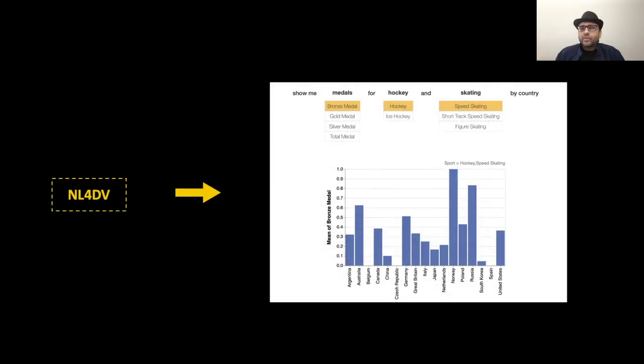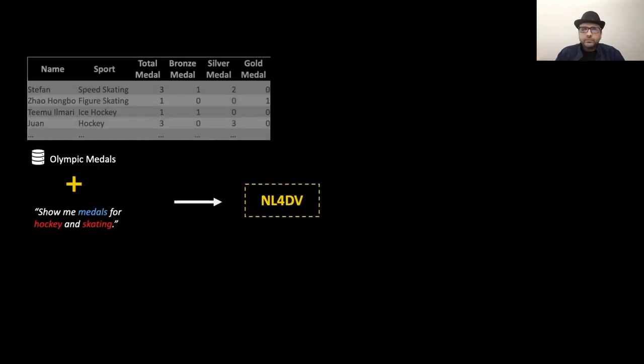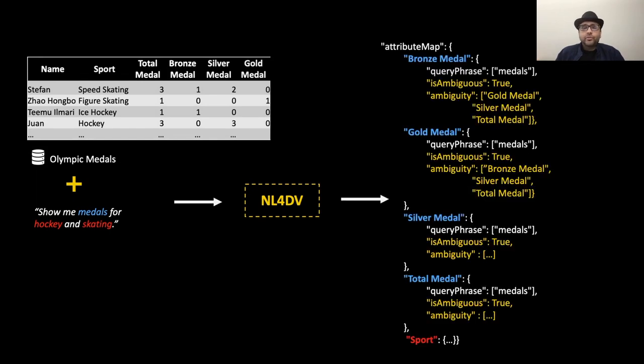Let us also see how we used the NL4DV JSON output to recreate the ambiguity widgets of DataTone. Consider the query "show me medals for hockey and skating" on the Olympic medal winners dataset. Here, medals is an ambiguous reference to four data attributes. These are highlighted by the is ambiguous and ambiguity keys in the attribute map. The tokens hockey and skating contain value level ambiguities. For example, skating could mean figure skating or speed skating.